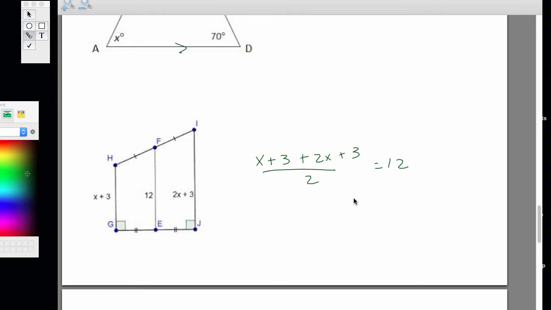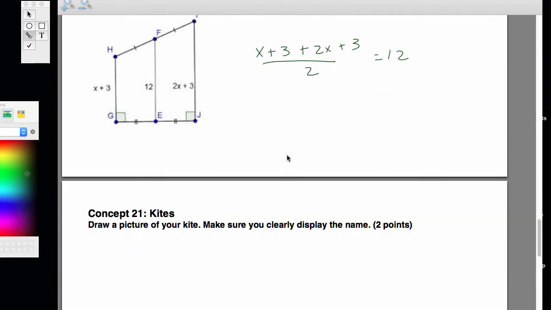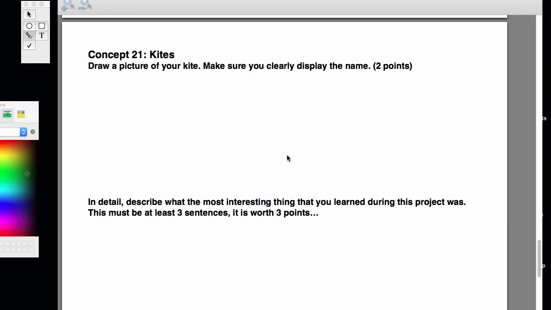Okay, this one down here, mid-segment. Set it up like a mid-segment problem. Okay, so you're going to have to do a little bit of algebra there. Probably start by multiplying by 2 and then combining your like terms to solve for x. 21, that was on your own. You had to talk about your kite. Everybody got full credit on that one because you guys did a great job describing it.